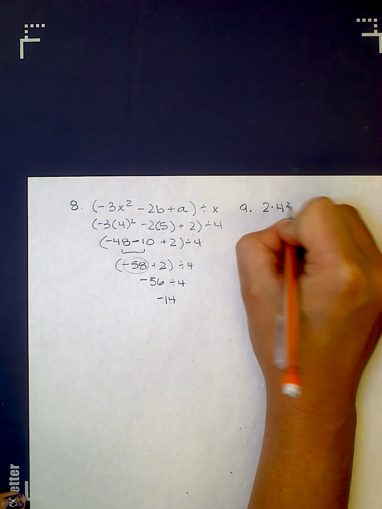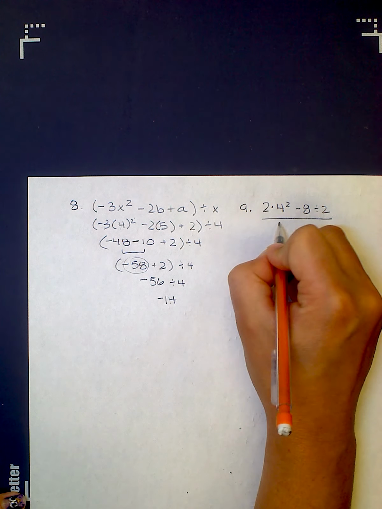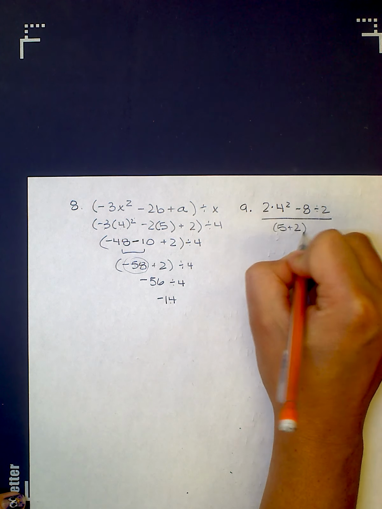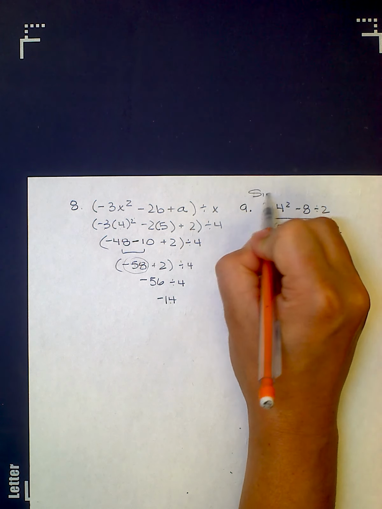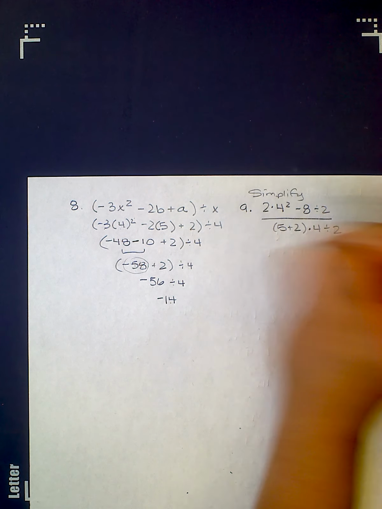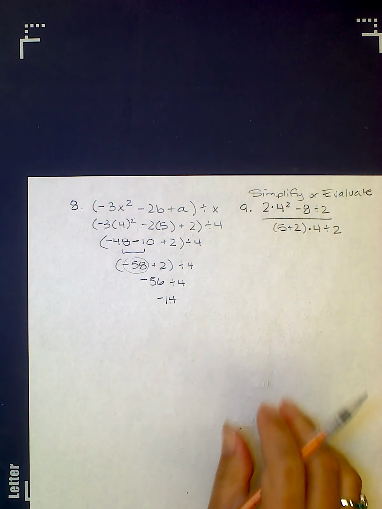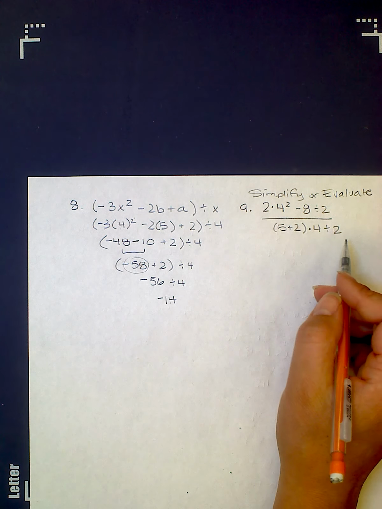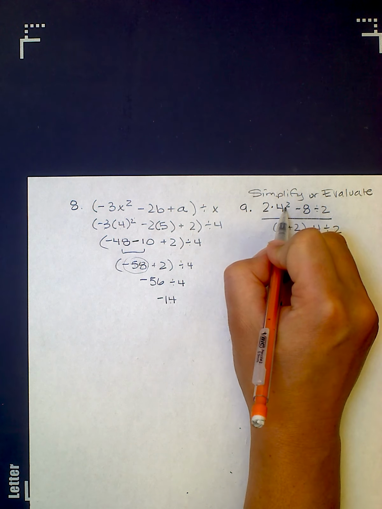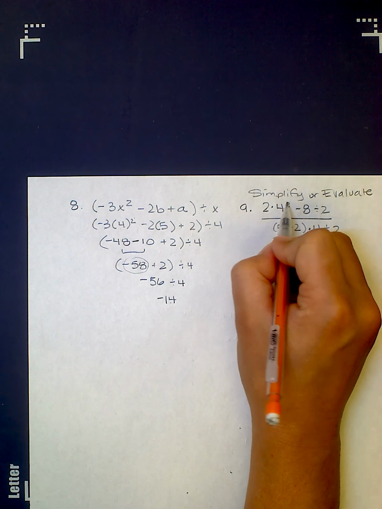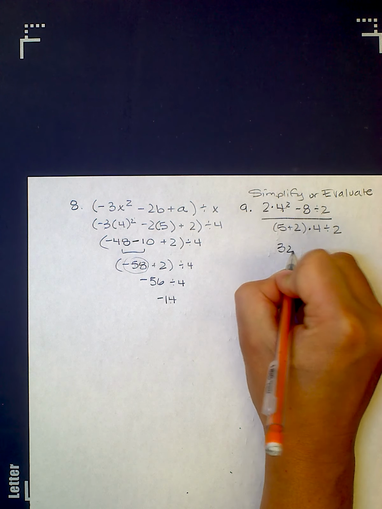2 times 4 squared minus 8 divided by 2 over 5 plus 2 times 4 divided by 2. This is just a simplify, not an evaluate. Well, we are still evaluating too, so it could be either, but we already have all of our variables, so we're just working through the problem here. So we've got to do our exponent first, which makes that 16. And then we're going to do our multiplication and division. So 4 squared is 16. 16 times 2 is 32.